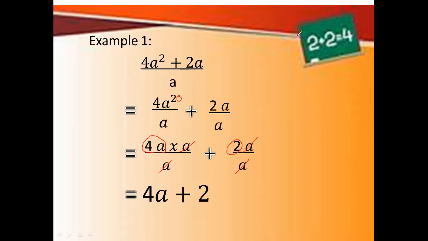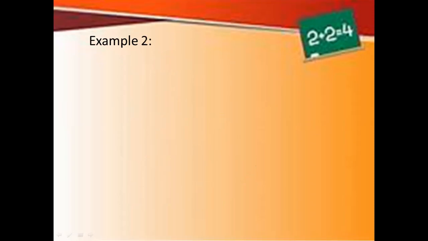Okay, so in that case, you have here 4a squared divided by a is 4a plus 2a divided by a is 2. So this is now your final answer. All right. We will have 2 examples and then let me see if you understand. All right, example number 2.